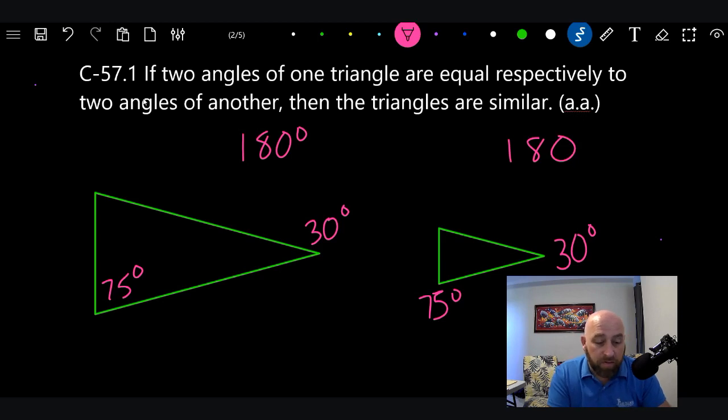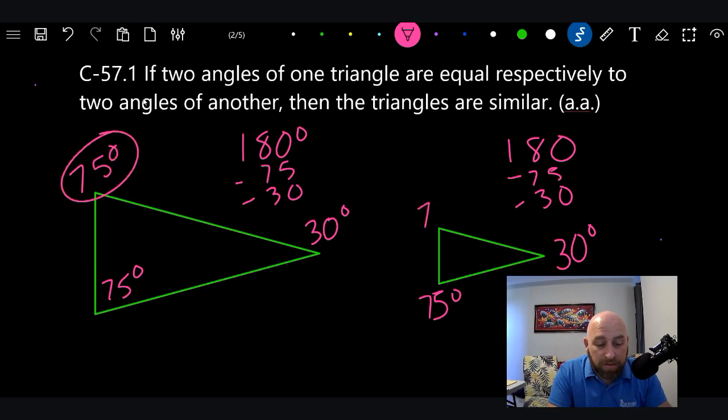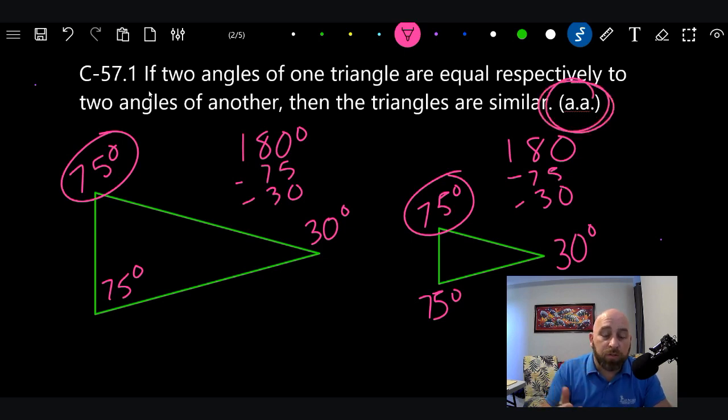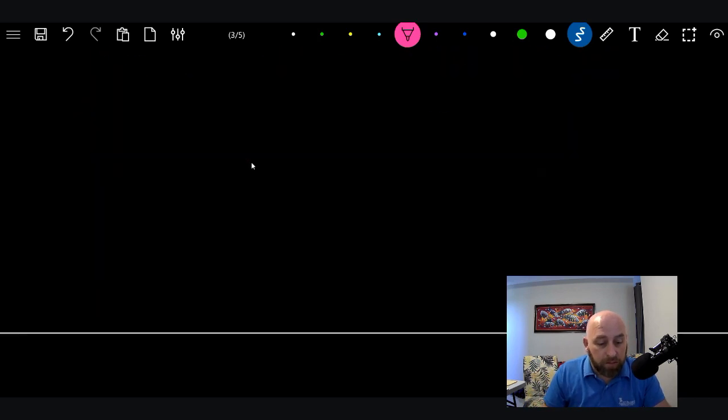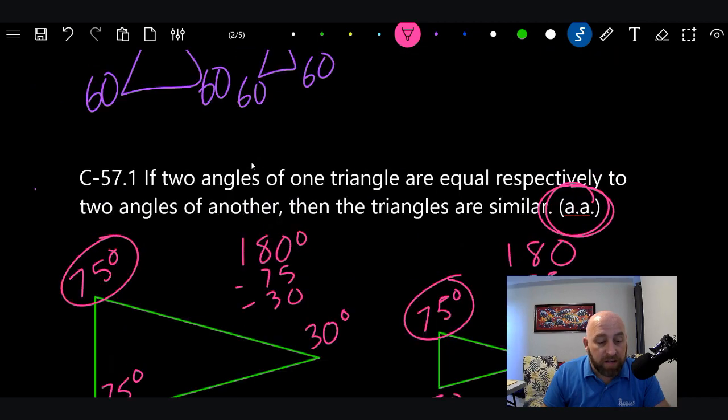And if two of their angles are the same, so minus 75, minus 75, minus 30, minus 30, well, that's going to leave that these are equal. These have to both be 75. In order for it to be a triangle, then the remaining one must also be equal. So you only need to prove two of them. Once you prove two of them, then the resulting angle, the third angle, is going to be equal. It has to be equal. So that's that corollary 57.1.